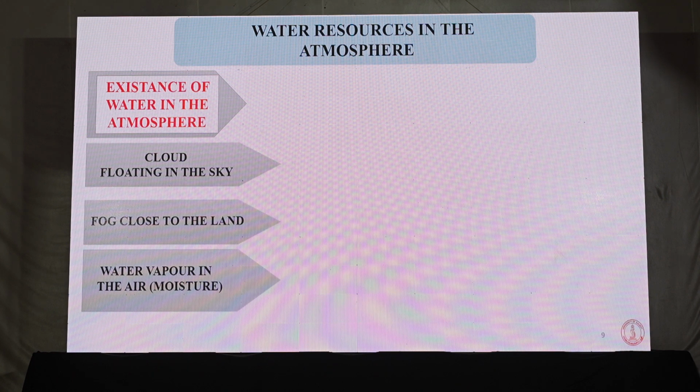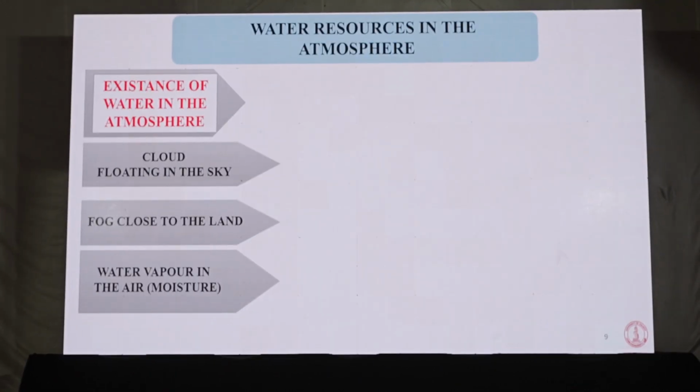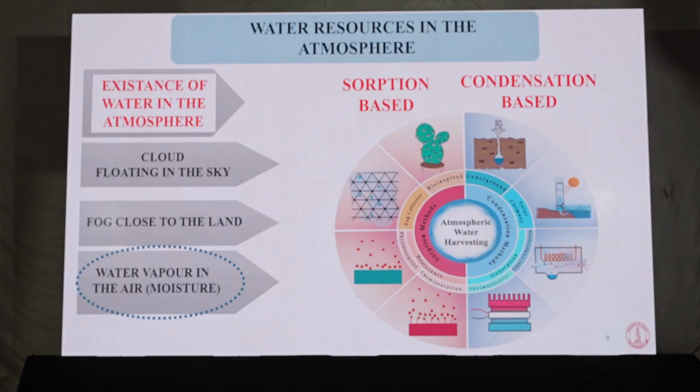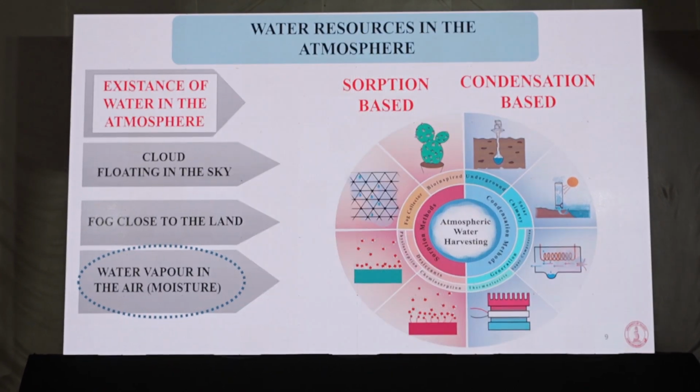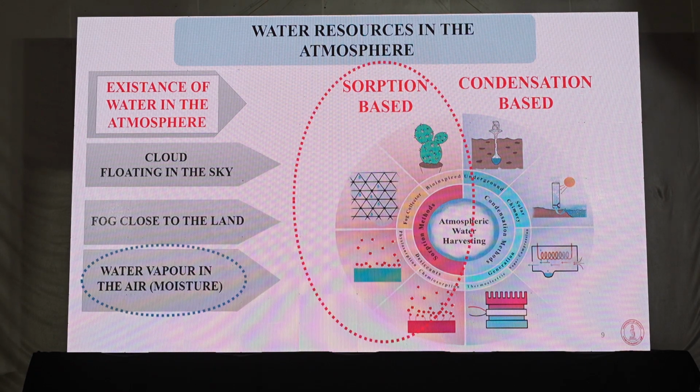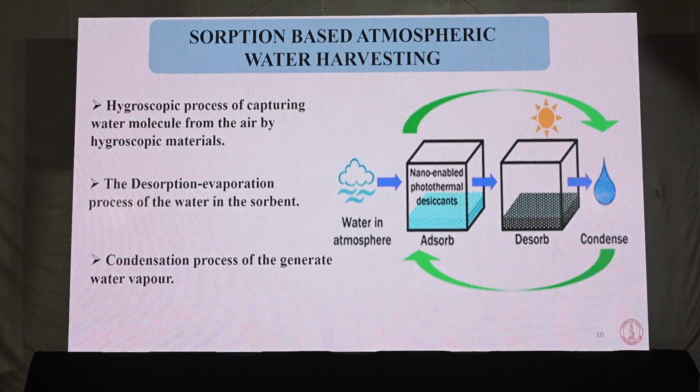The existence of water in the atmosphere is mainly divided into 3 forms, and we are focusing on the third one, water vapor in the air. This moisture-based atmospheric water harvesting is again divided into 2, sorption-based methods and condensation-based methods. Here we are going to discuss sorption-based atmospheric water harvesting. The main mechanism behind this method is that a hygroscopic material collects water from the atmosphere, and by giving heat energy, the collected water is released.